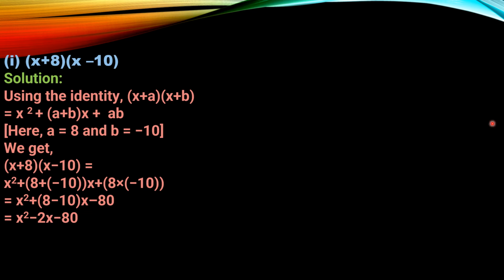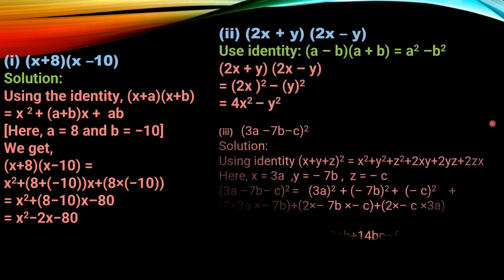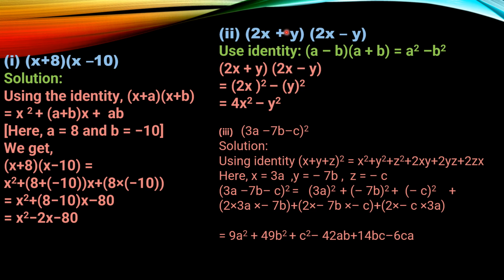This is the answer. So next question, just take (2x + y)(2x - y). Since the terms are exactly the same in both brackets, just the signs differ, we will use identity number 3, (a - b)(a + b) is equal to a squared - b squared. Simply do the square of these terms. a is 2x, b is y. (2x) squared will be 2x into 2x, 4x squared, and minus y squared.